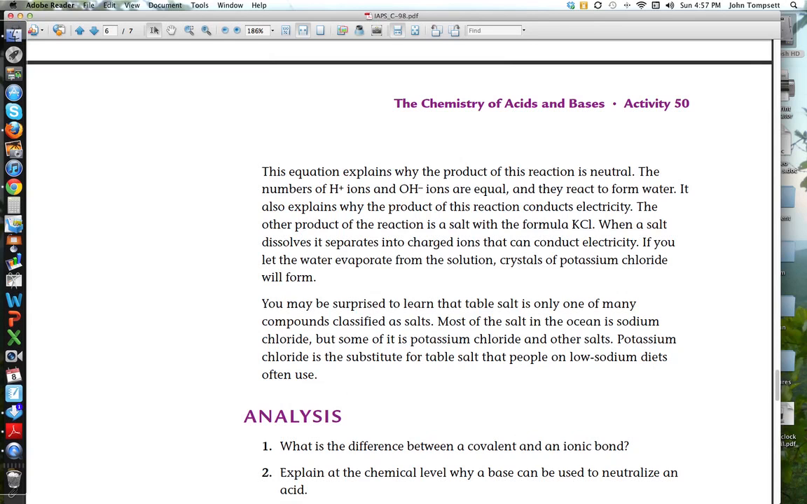If you let the water evaporate from the solution, crystals of potassium chloride will form. You may be surprised to learn that table salt is only one of many compounds classified as salts. Most of the salt in the ocean is sodium chloride, but some of it is potassium chloride and other salts. Potassium chloride is the substitute for table salt that people on low sodium diets often use.